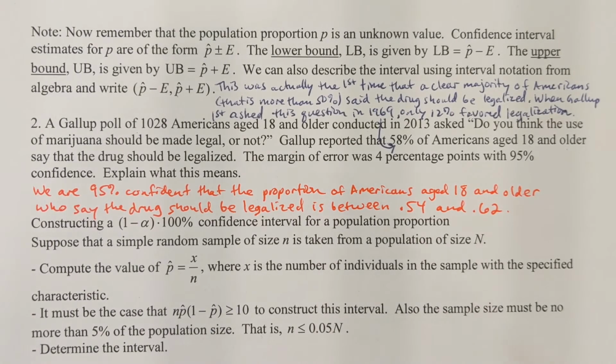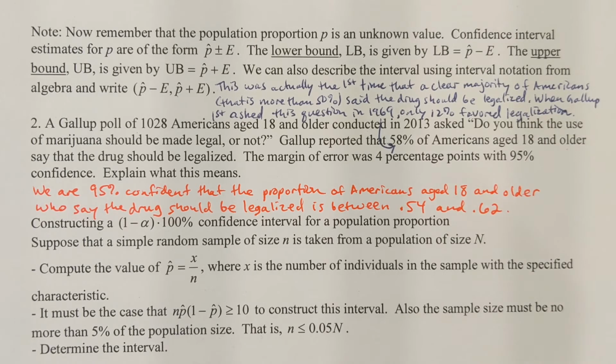It says that a Gallup poll of 1,028 Americans age 18 and older conducted in 2013 asked the question, do you think the use of marijuana should be made legal or not? I probably need to update this problem. But Gallup reported that 58% of Americans aged 18 and older say that the drug should be legalized. The margin of error was 4 percentage points with a 95% confidence level.